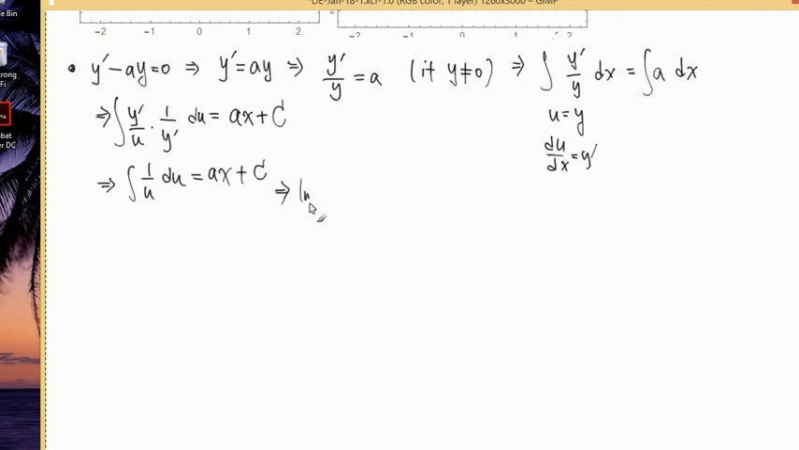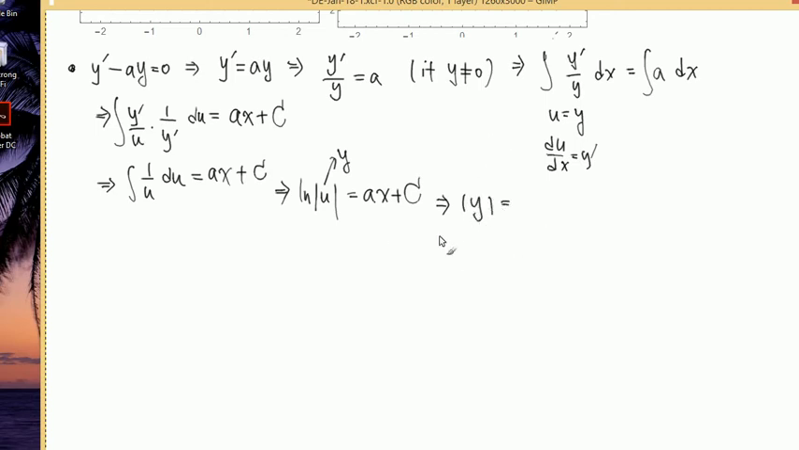ln absolute value of u, not just u, right? Absolute value of u plus c, but since we have already seen that, is it okay if I just proceed like this? ax plus capital C. Good? Now you want to isolate this for y, right? So it's going to be like this. For u, the absolute value of u, which is really y. So I'm going to put y in there. So it's like this. What is the absolute value of y?